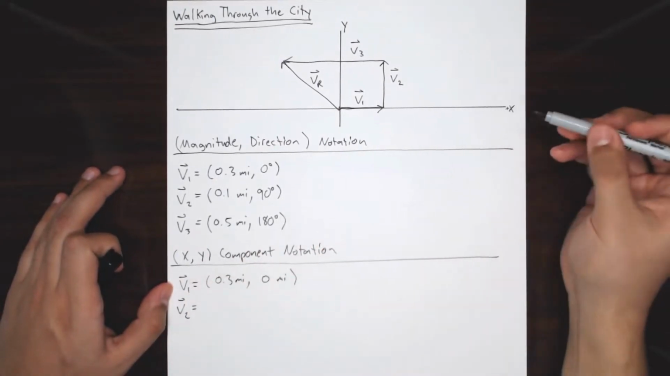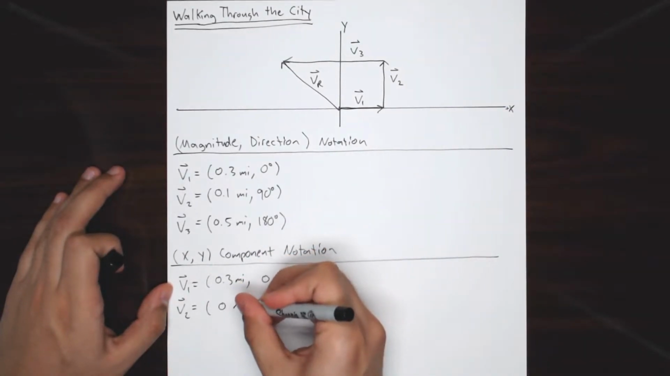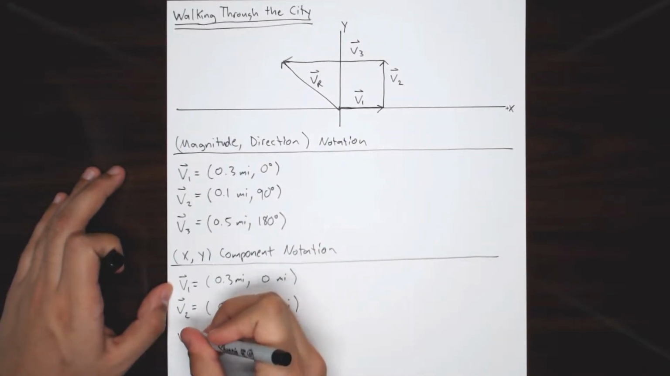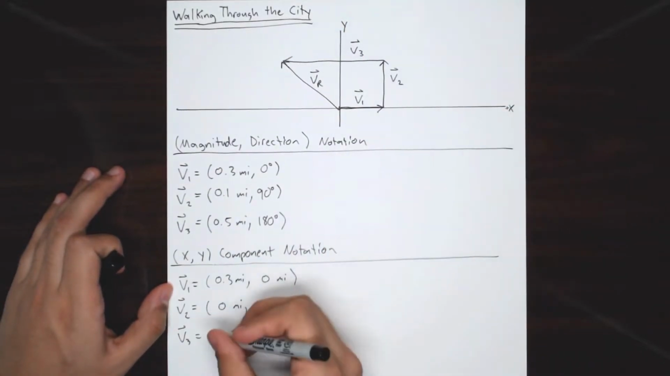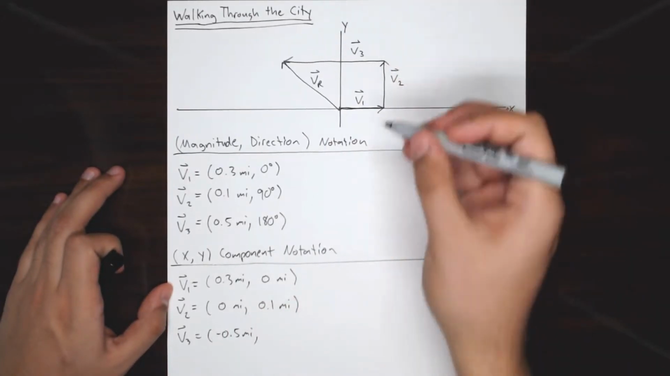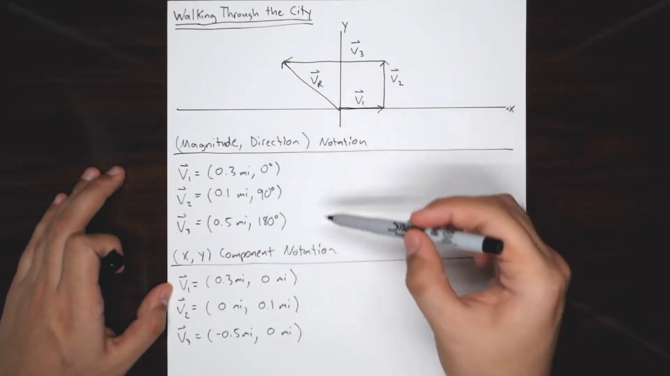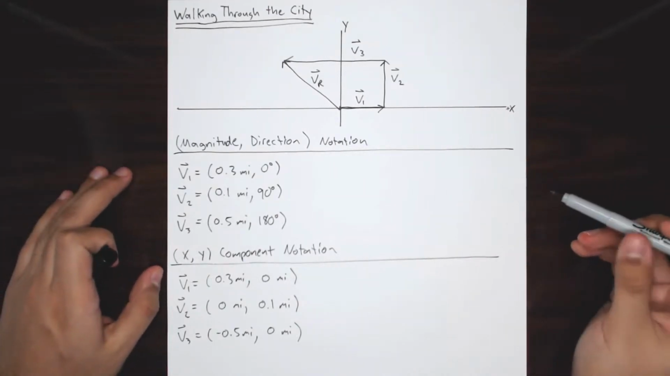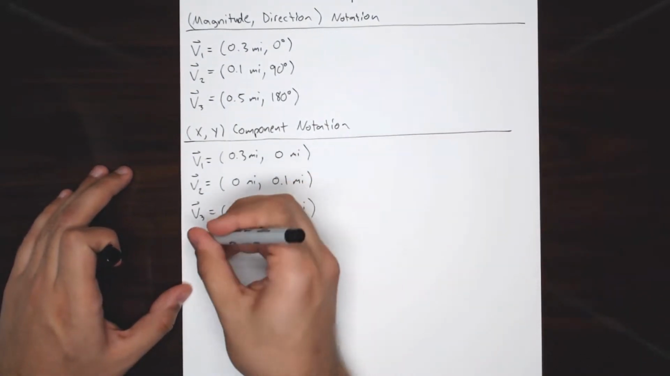We move on to vector 2. Vector 2 is pure y and no x, so it's going to have 0 miles for x, and it's going to have 0.1 miles for y. And now the tricky one is v3. It has purely negative x, so it's going to be negative 0.5 miles, and its y component is going to be 0 miles. So we've changed here from magnitude direction notation to an x and y component notation. Okay, so our next job is to add these three vectors.